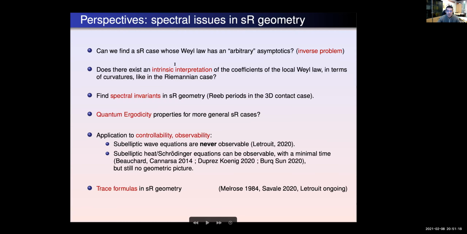Another problem is the general problem of finding spectral invariants in sub-Riemannian geometry, and it is of interest from the geometric point of view. For instance, in the Riemannian case, it is known that the successive coefficients of the local Weyl law, I mean the small time asymptotics of the heat kernel, have a nice interpretation in terms of curvature. It is a completely open question to investigate whether the coefficients of the local Weyl law in the sub-Riemannian setting also have an intrinsic interpretation in terms of curvature.